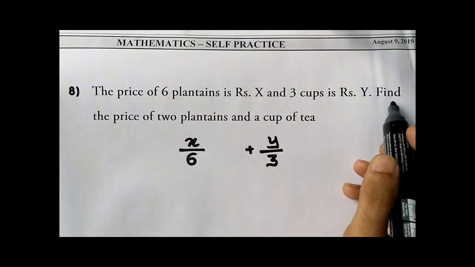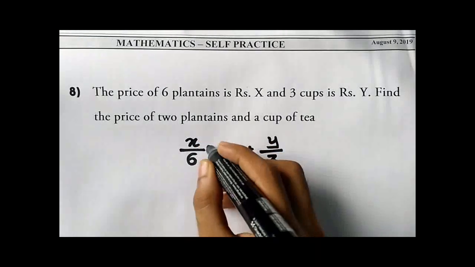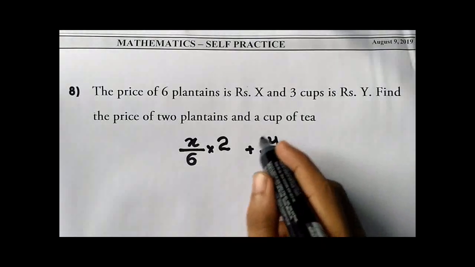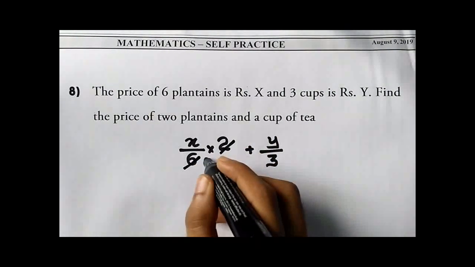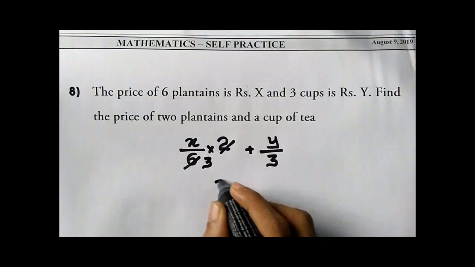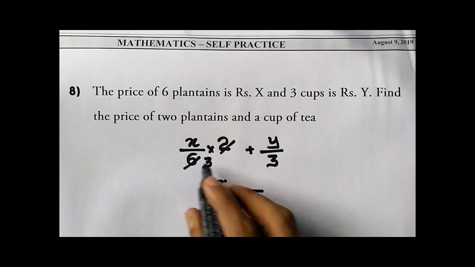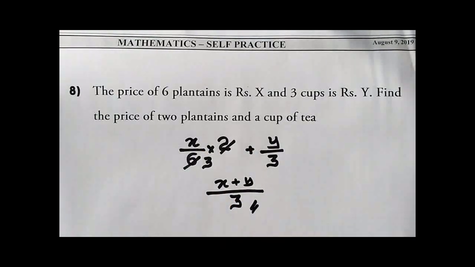Okay, now they are asking us to find the price of 2 plantains. 2 plantains means this for 1 plantain, then to find for 2 plantains we should multiply this by 2. And a cup of tea. Okay, this is what? A cup of tea, right? So 2 and 6 we can cancel, 3 remains. So x over 3, and we can take 3 as a common denominator. 3 is common, so x plus y. That is the answer. Now this time this is not much complicated.